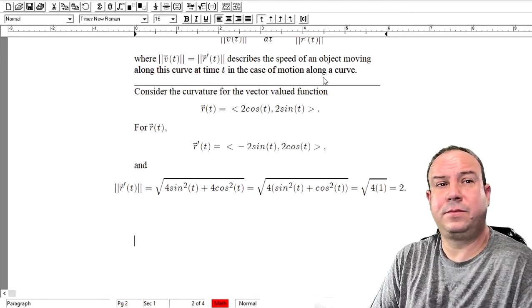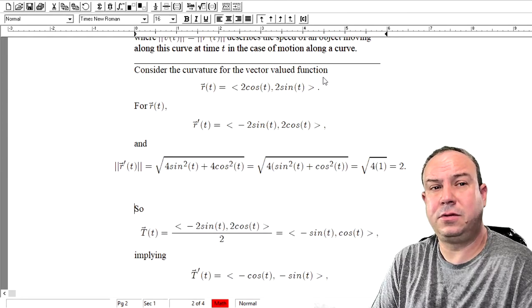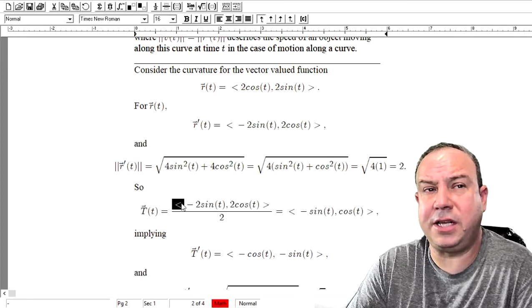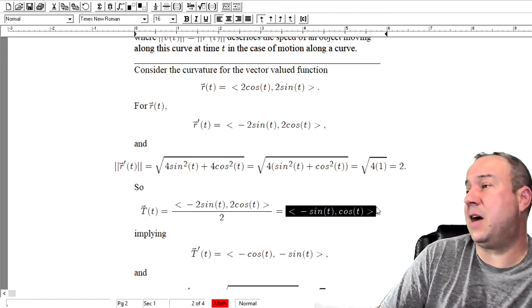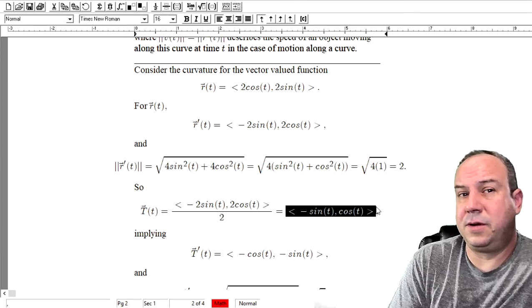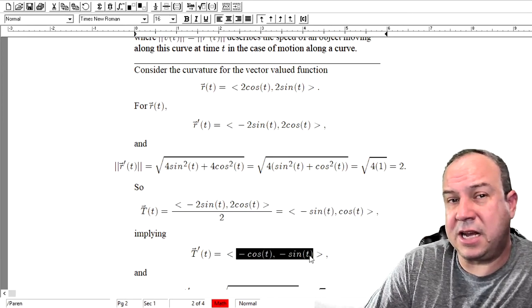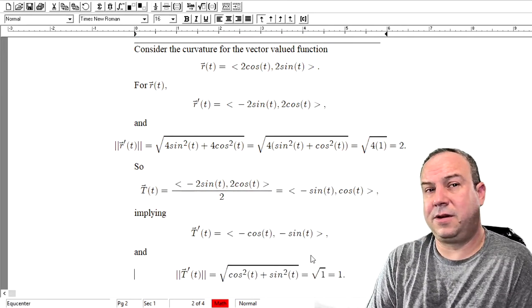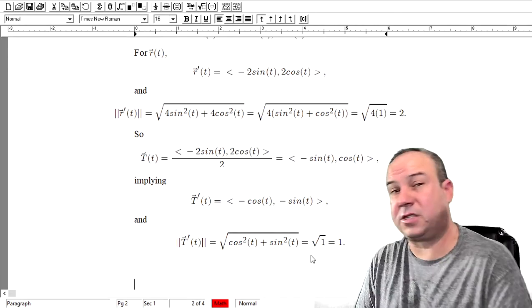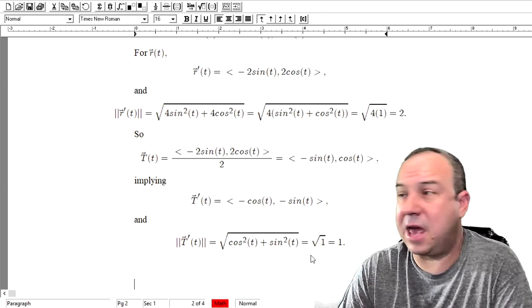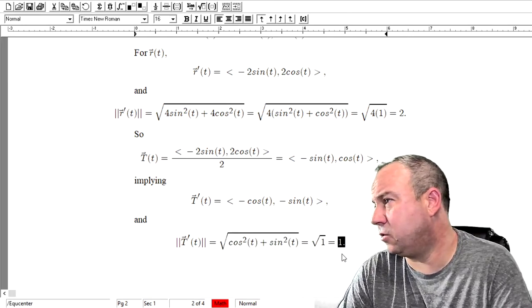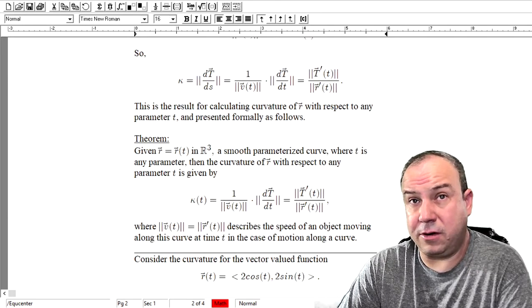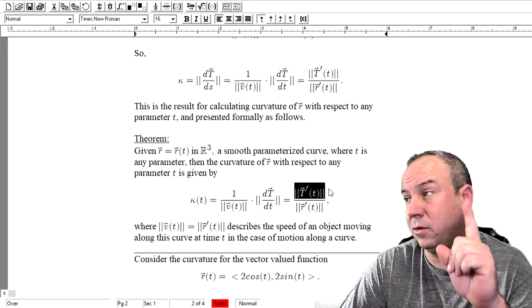Furthermore, if we take r bar prime of t and divide it by its magnitude, we do get the unit tangent vector T bar of t. So this is what you see going on here. This is r bar prime of t divided by its magnitude. And if we divide by 2, we divide out the 2's from r bar prime of t, and we have just negative sine t, cosine t as our vector description. If I take the derivative of that from our derivative rules, that's just negative cosine t, negative sine t. And the magnitude of that is again the square root of cosine squared t plus sine squared t, where through that Pythagorean identity again, that's equivalent to 1 underneath the radical. So we have the square root of 1, which is also equivalent to 1. So the numerator in our curvature calculation is also going to be constant at the value of 1.